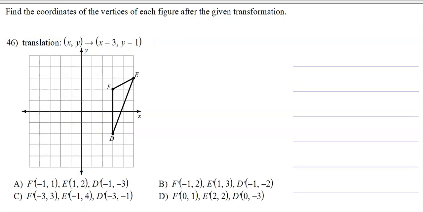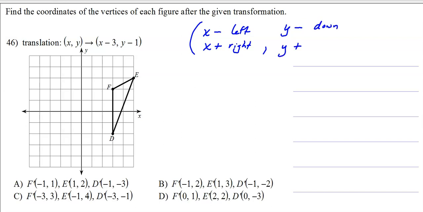All right, next problem. Number 46. Same idea, but now it's just like, hey, can you do it in symbols and not just words? So quick little refresher. If it's x minus, you're going to move to the left. If it's x plus, you're going to move to the right. You might want to put this on your cheat sheet. Y minus, we're going down. And y plus, we're going up. And if it's just an x or a y, then don't move that one at all. Don't go left or right.